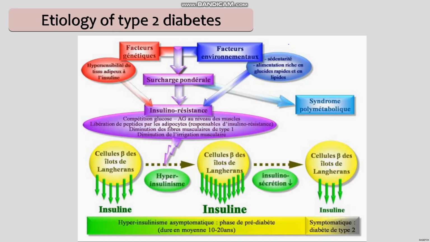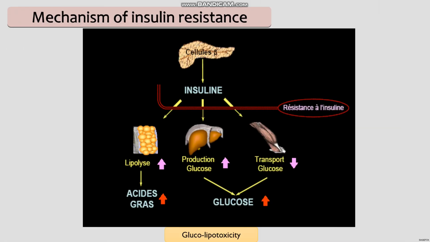Additionally, increased sensitivity of adipose tissue to insulin leads to an elevated rate of insulin production, which over time causes insulin resistance. Insulin resistance is a condition in which the body's cells no longer respond effectively to insulin. As a result, the liver increases glucose production, muscles reduce glucose uptake, and adipose tissue releases more fatty acids. This metabolic imbalance leads to elevated levels of glucose and fatty acids in the blood, a condition known as glucolipotoxicity, which further worsens diabetes and other metabolic disorders.